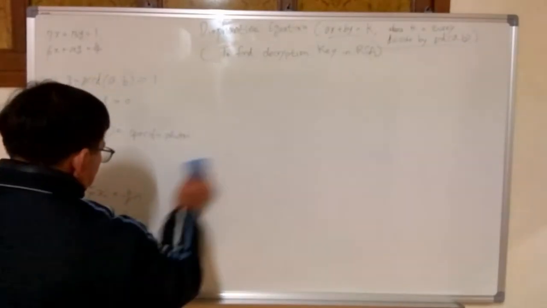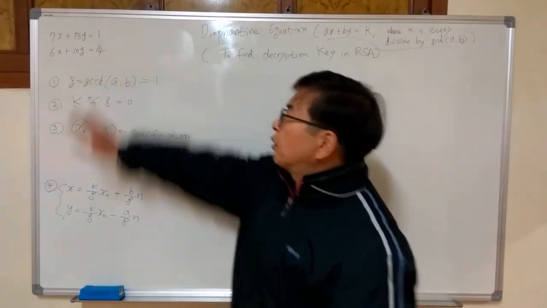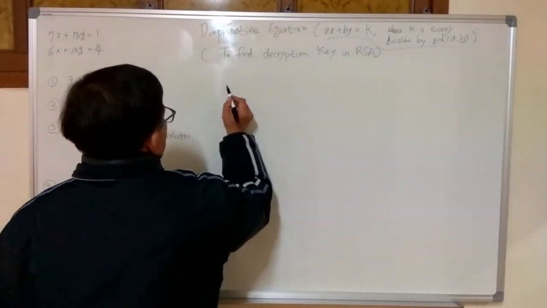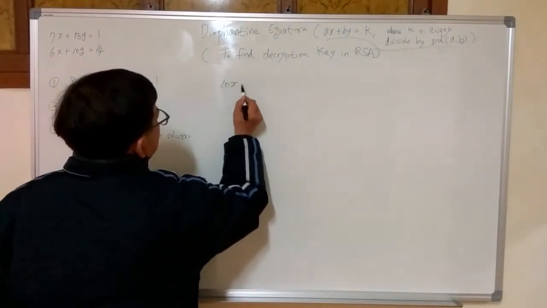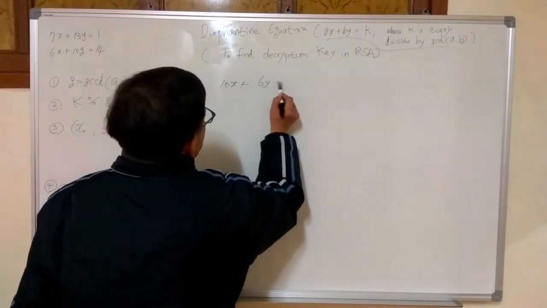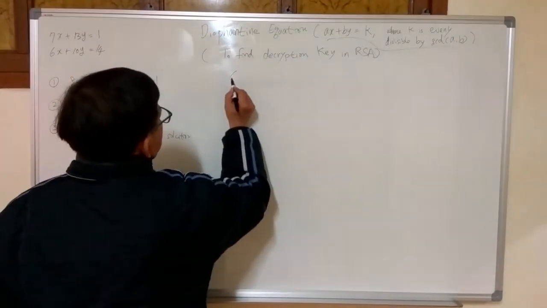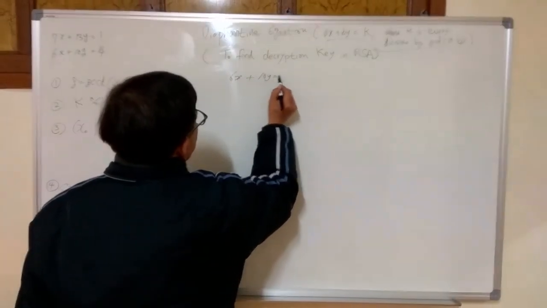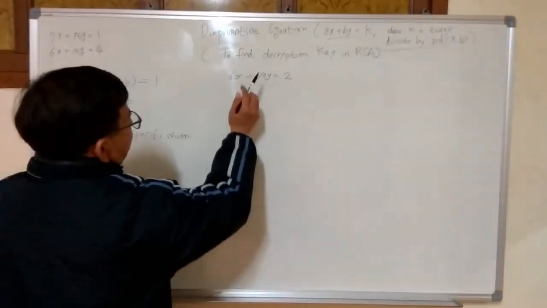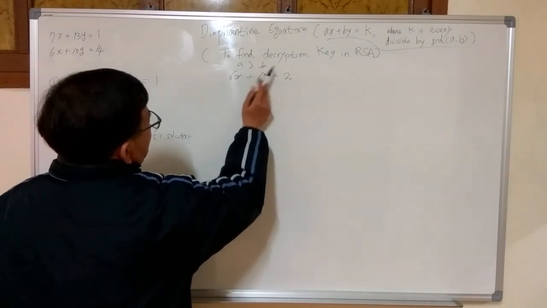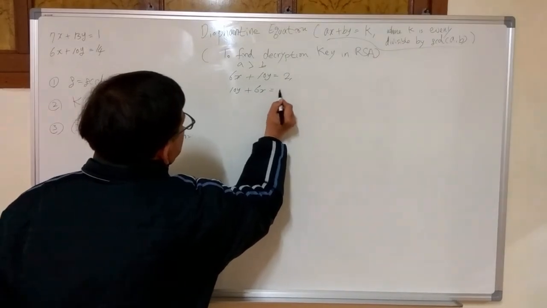Now the extended Euclidean algorithm. The extended Euclidean algorithm is a little bit complicated. I will use this one again here. For convenience, 6x plus 10y equals GCD 2, okay? A should be greater than B, so we swap: 10y plus 6x equals 2.